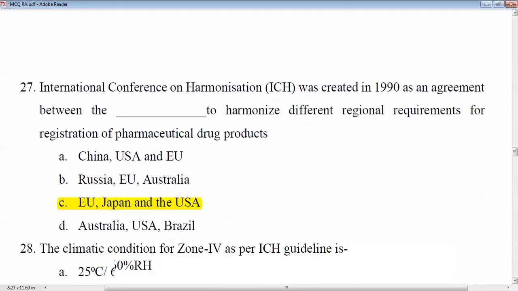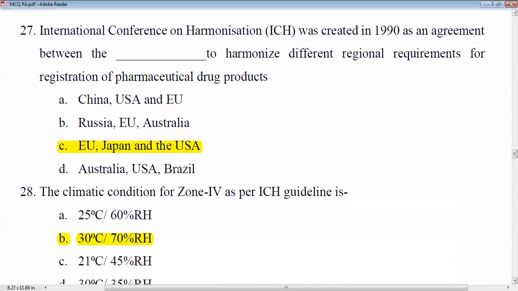The 27th multiple choice question is: International Conference on Harmonization, which is called ICH, was created in 1990 as an agreement between the dash dash to harmonize different regional requirements for registration of pharmaceutical drug products.